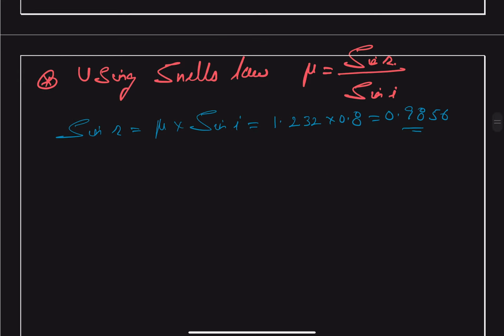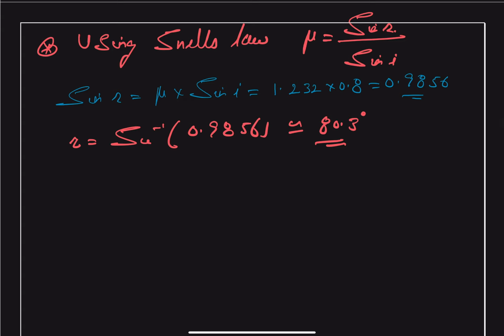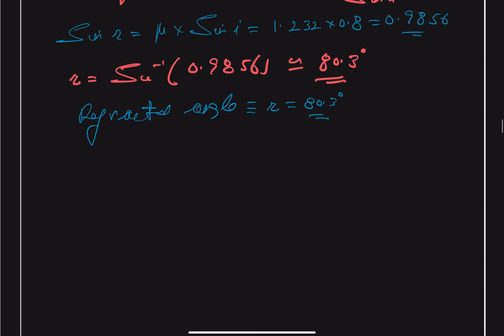0.9856. Therefore, our R is equal to sine inverse of 0.9856, and that will be approximately equal to 80.3. So the refracted angle, that is R, is equal to 80.3 degrees, and we need to find out the deviation.